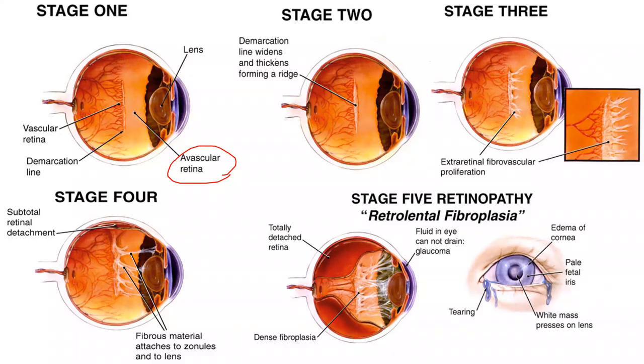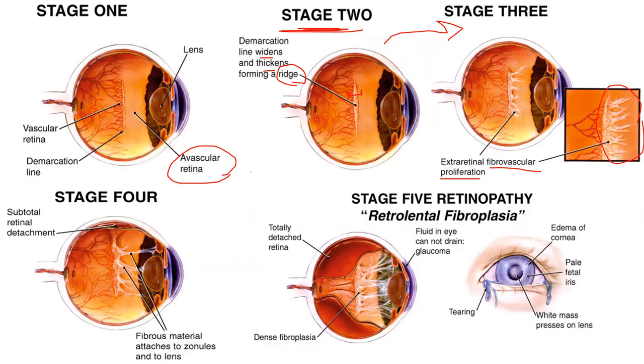Then this demarcation line will widen and thicken. It will increase in horizontal diameter and in vertical diameter, becoming thicker and more elevated, leading to the formation of what's called a ridge. A ridge is stage 2. Stage 2 is when the demarcation line becomes wider and thicker. Then what happens after stage 2 is stage 3. In stage 3, there will be development of fibrovascular proliferation. So blood vessels and fibrous tissue start to form at the junction between the vascular and the avascular retina.